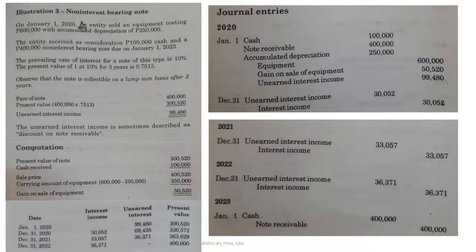And then, by the way, it also mentioned there that unearned interest income is sometimes also called the discount on note receivable instead of unearned interest income. So, instead of credit unearned interest income, they can also write it as credit to discount on note receivable. But for this illustration and for the problems there in the book, you're going to follow this account title, unearned interest income.